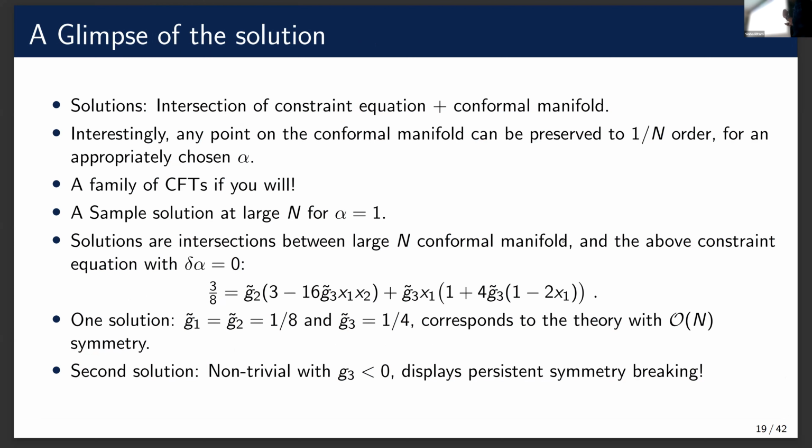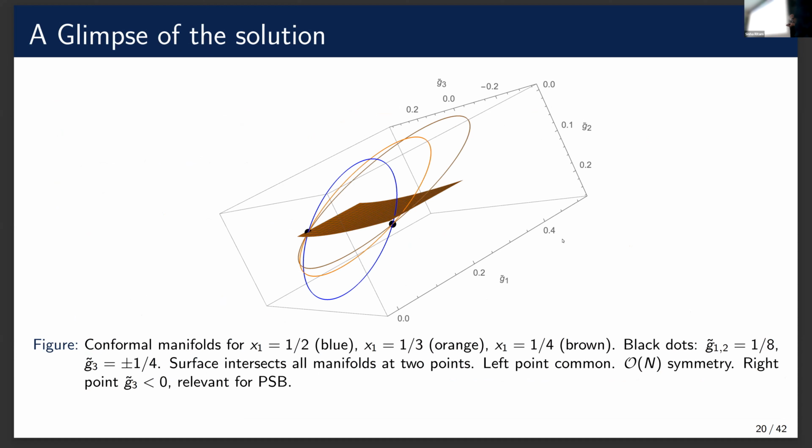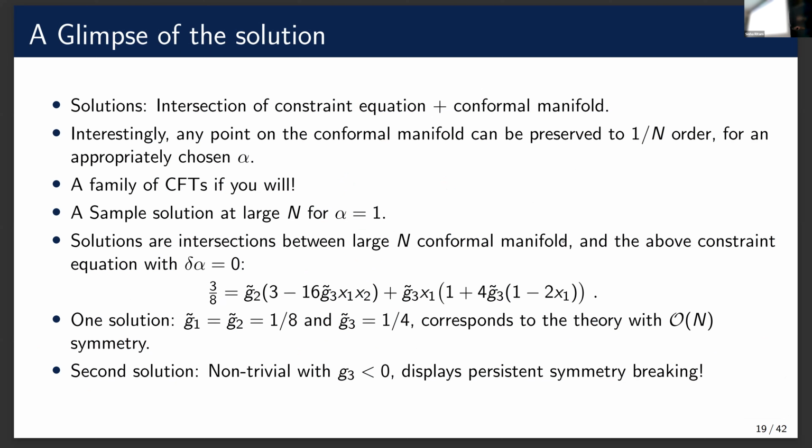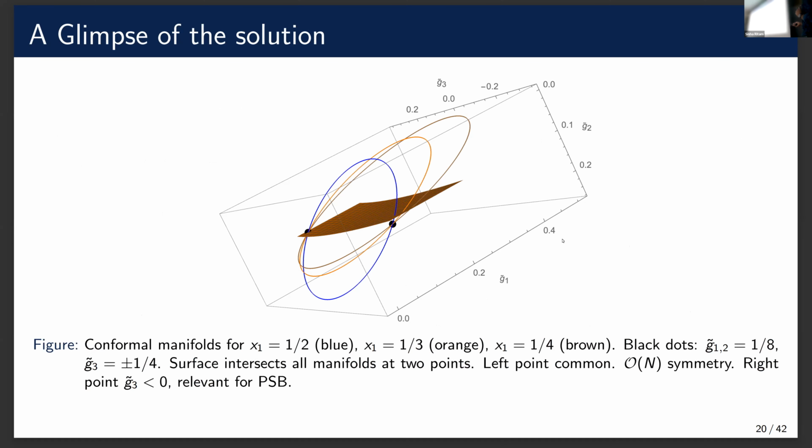And what I'm going to show you in the next slide is an example with delta alpha equals 0. This is important because you can choose any value of delta alpha, and here we choose it to be 0. And so for delta alpha equals 0, this becomes the constraint equation. And we have 2 solutions that survive 1 over n corrections. Okay, and here they are. So suppose I choose x1 to be half, meaning that I choose m equals half and n minus m equals half. Okay, did I say that correctly? Yeah, that's correct.